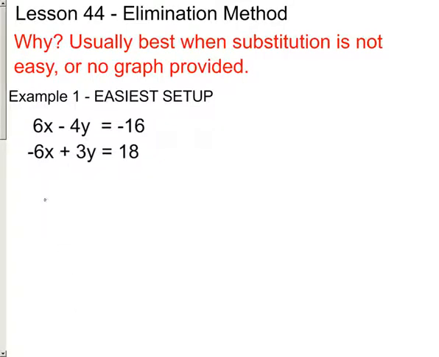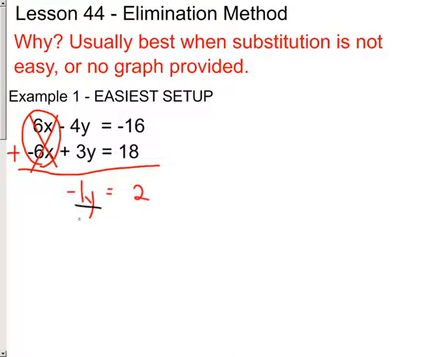Elimination method, that's where you can actually add the two equations together. Make sure that your x's are on top of each other and your y's are on top of each other, and that's pretty much the only thing you need to do. And then literally, like I said, we just add them up. 6x plus negative 6x is nothing, that cancels. And negative 4y plus 3y is negative 1y. And then negative 16 plus 18 is 2.